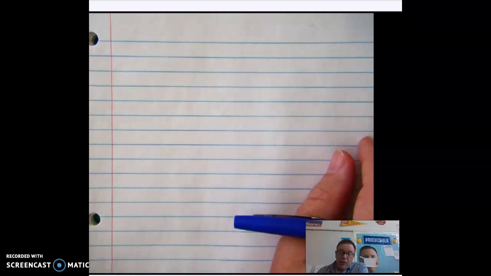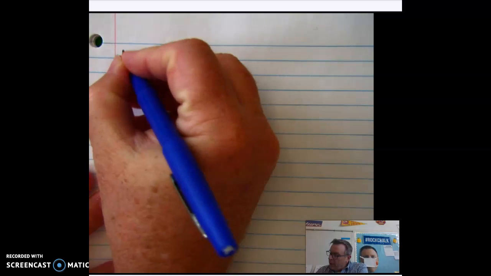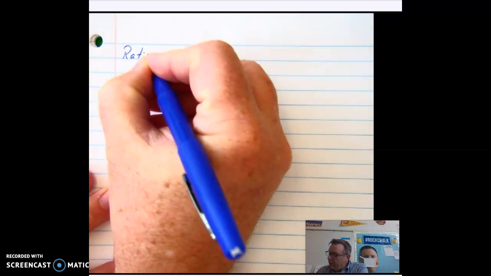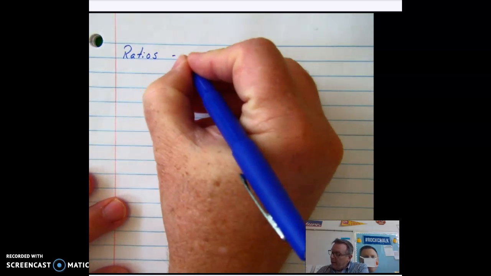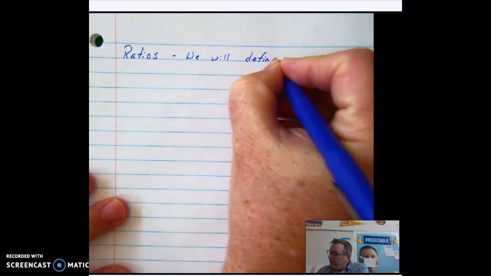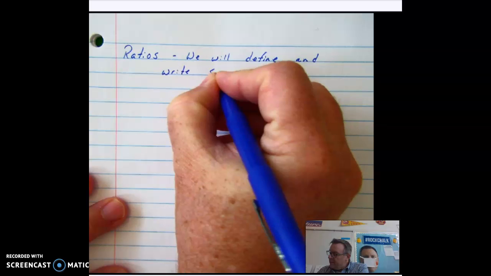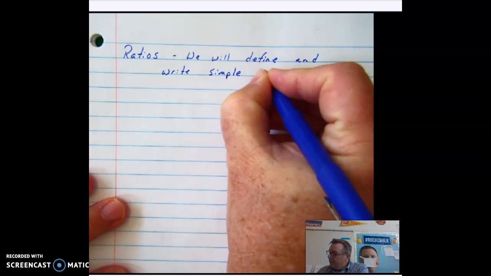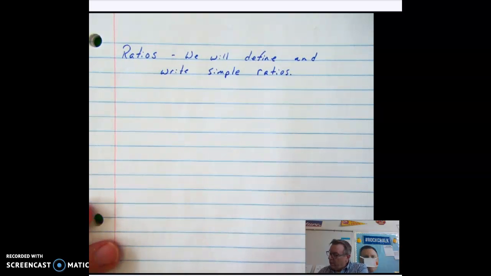Hey everybody. So today what we are going to do is get prepped for our next chapter. Our next chapter involves ratios, which is a really important piece of what we do in 6th grade math to get you set up for future math. So our goal today is we will define and write simple ratios.